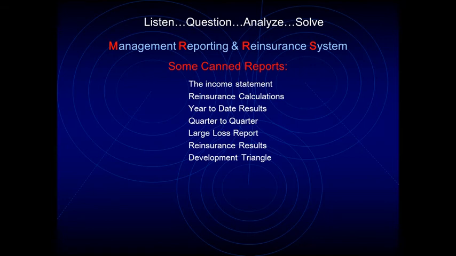The Management Reporting and Reinsurance System produces reports that allow you to see and compare the results quarter by quarter and year by year. It will give you the ability to see how your reinsurance structure is working and answer the question, am I giving too much profit away? These are just a few examples of the additional information that can be retrieved from the database.